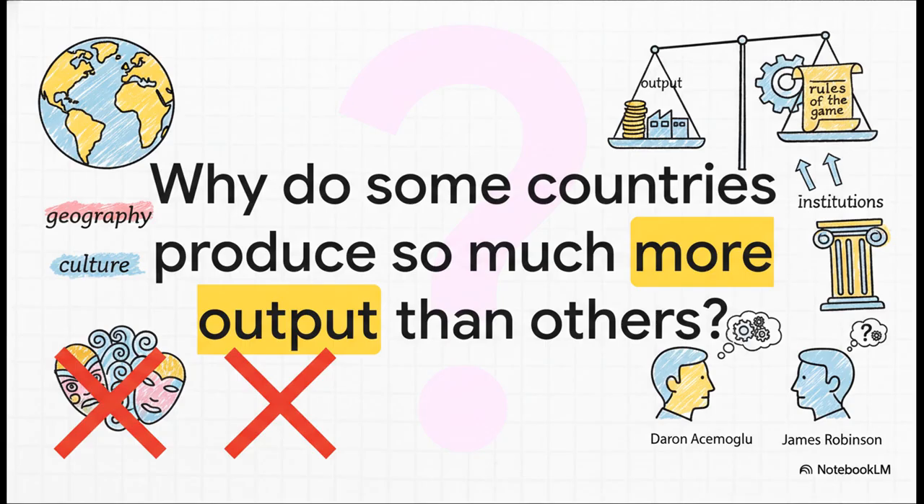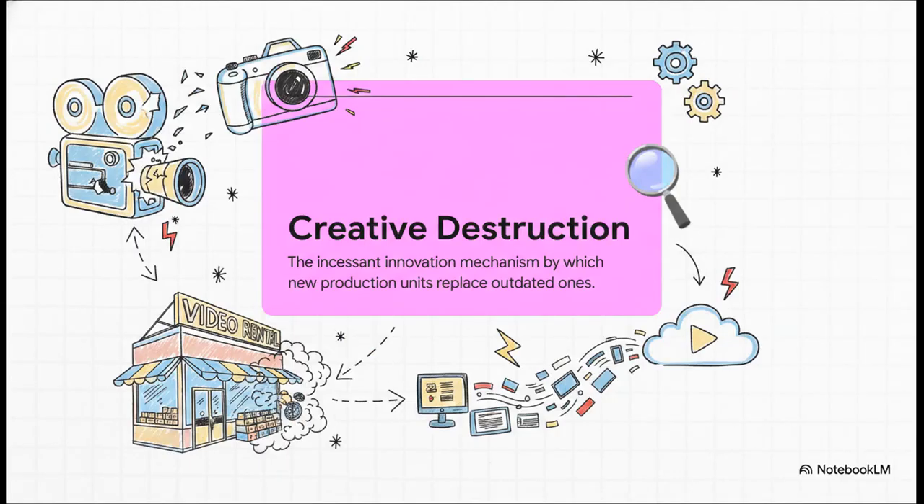It's not about geography, it's not about culture, it's about the rules of the game, the fundamental setup of the economy, what we call institutions. And the process that these institutions absolutely have to support is called creative destruction. Yeah, it sounds a little scary, but it's the engine of all progress. It's that constant churning process where new, better, more innovative companies and technologies replace the old, outdated ones.